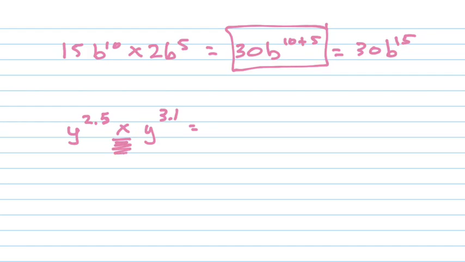What operation? Multiplication. Do I have the same base? Yes. So I keep the base, and what do I do to the exponents? Add them. So 2.5 plus 3.1. Remember, when you're adding decimals, you just line up the decimals and add. Becomes y to the 5.6. But of course, you could also use your calculator if you just got crazy. All right?